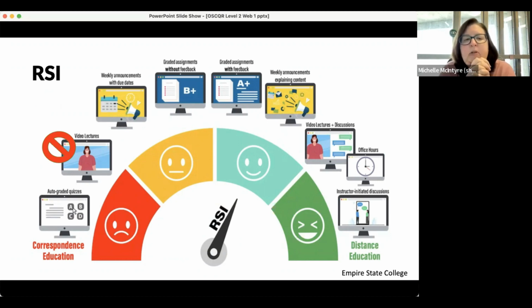What we saw in 2022, just a couple of months ago, was the DOE decided that video lectures no longer qualify for RSI. So that's why I got my little stop sign there. Do not enter sign. So it no longer qualifies. So we now need to have discussions in the course as well as office hours. And I know this is going to be important for adjunct faculty who don't have office hours, so they definitely need to have some sort of discussion going on in the course in order to qualify.